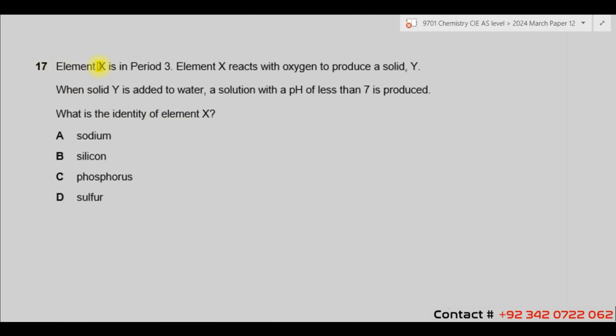Question 17. Element X is in period 3. Element X reacts with oxygen to produce a solid Y. When solid Y is added to water, a solution with a pH of less than 7 is produced. What is the identity of element X? Sodium, Na, reacts with oxygen to form solid sodium oxide. This sodium oxide is basic in nature because it forms sodium hydroxide when dissolved in water. So pH is not less than 7, it is more than 7.